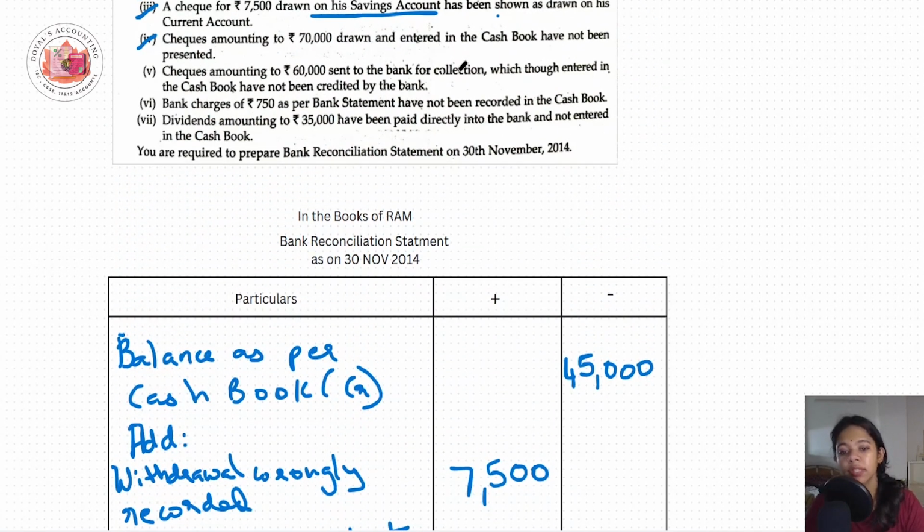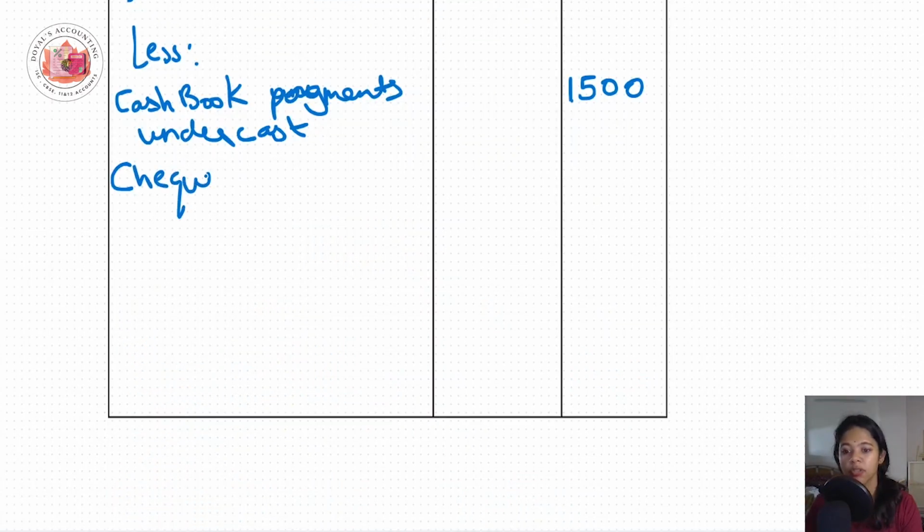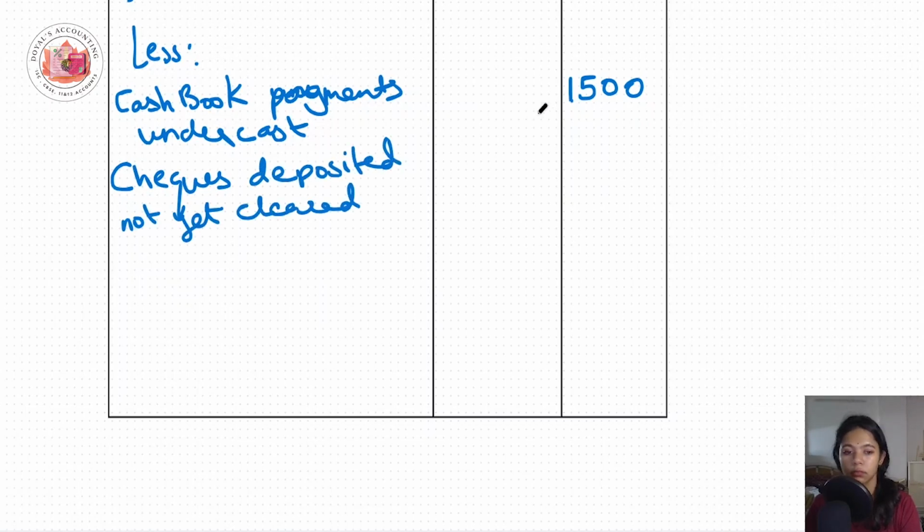Checks amounting to 60,000 were sent to the bank for collection, which though entered in the cash book have not been credited by the bank. Now this is the case where checks have been deposited but the amount has not yet been credited in our bank account. So our cash book balance is more than our passbook balance, and if I want to equalize the two, then I will have to deduct from my cash book. Checks deposited not yet cleared, 60,000.